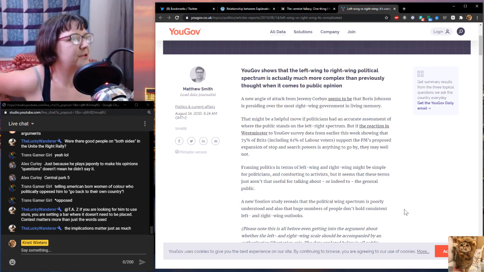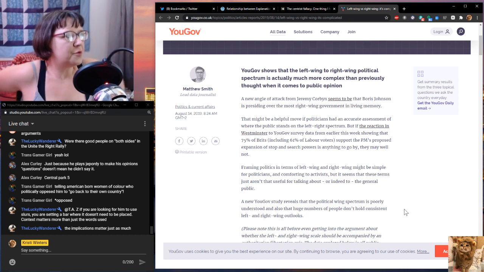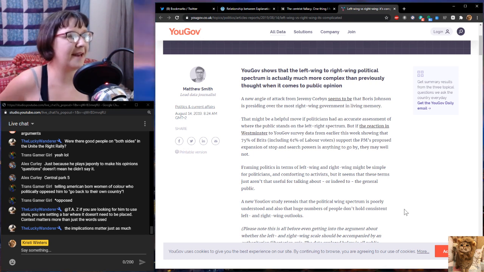A new angle of attack from Jeremy Corbyn seems to be that Boris Johnson is presiding over the most right-wing government in living memory. That might be a helpful move if politicians had an accurate assessment of where the public stands on the left-right spectrum. But if the reaction in Westminster to YouGov survey data from earlier this week, showing that 75% of Brits, including 61% of Labour voters, support the PM's proposed expansion of stop and search powers is anything to go by, they may well not.